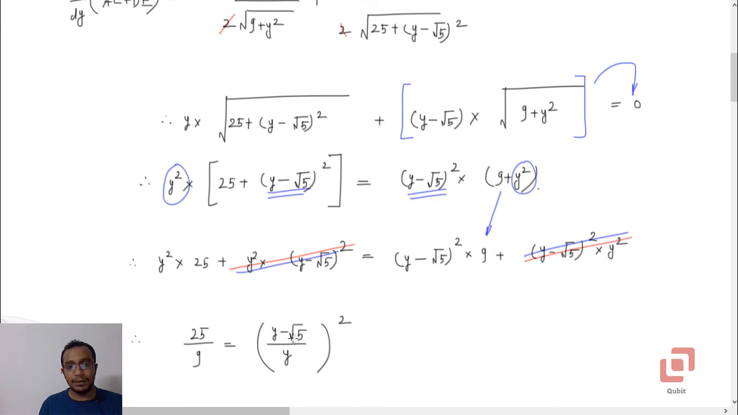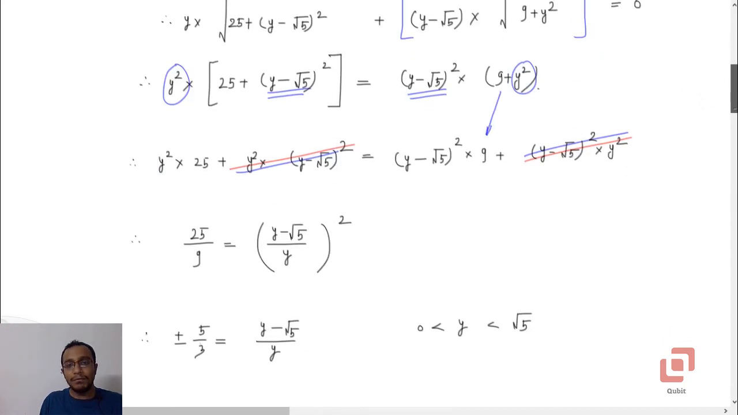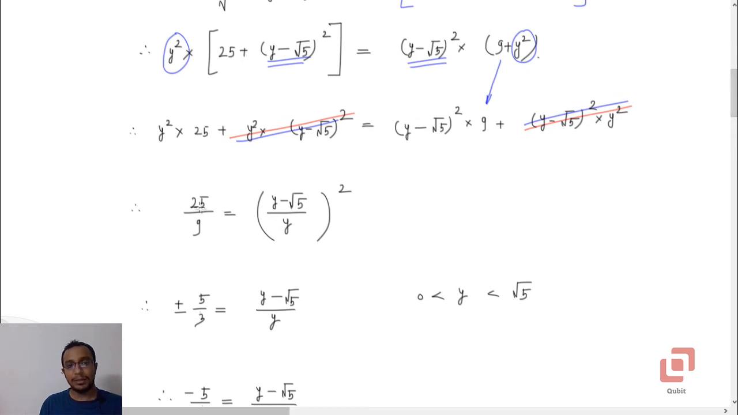25 by 9 will be (y minus root 5 upon y) the whole squared. Which means if we take the square root, we will get plus or minus 5 by 3 equal to y minus root 5 divided by y.